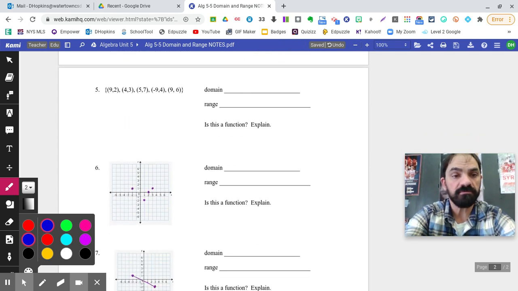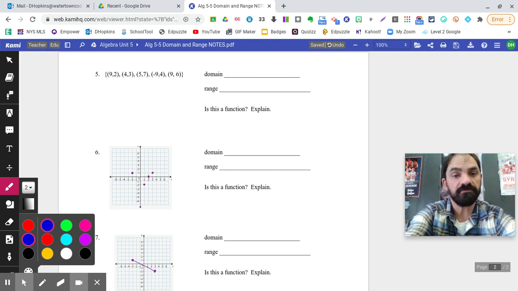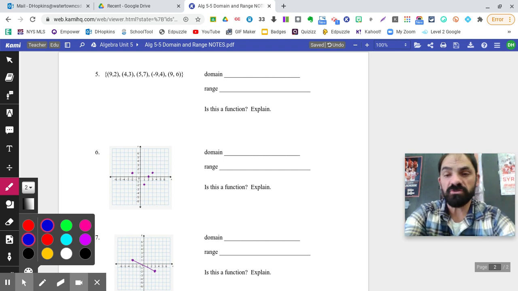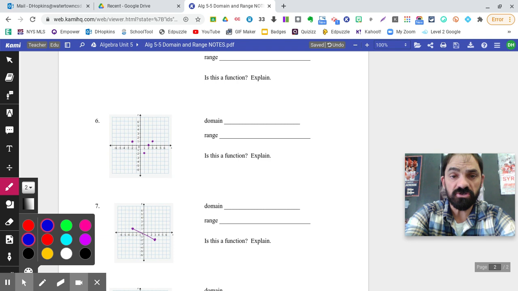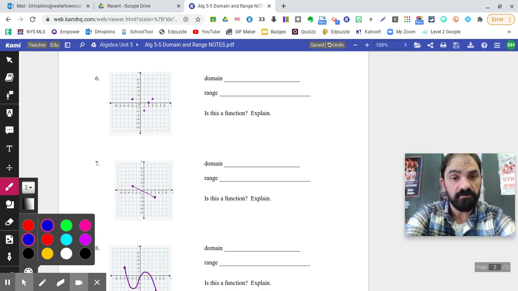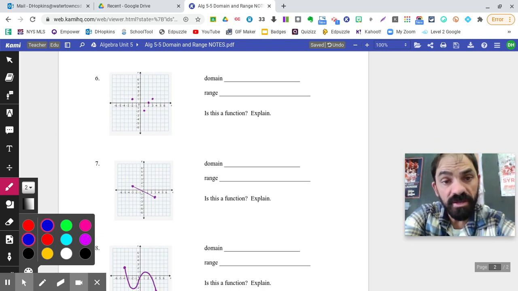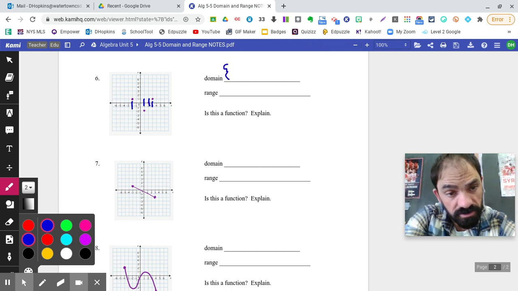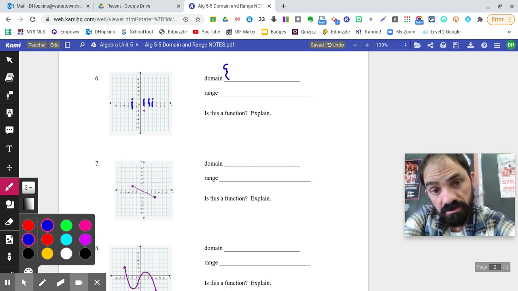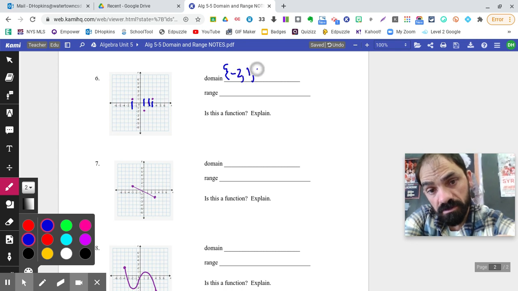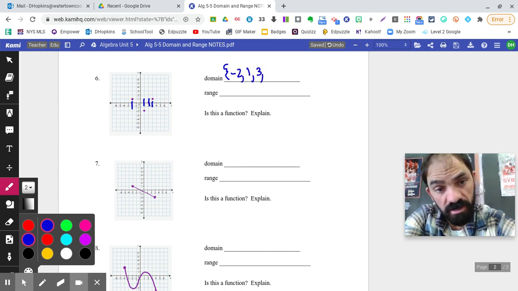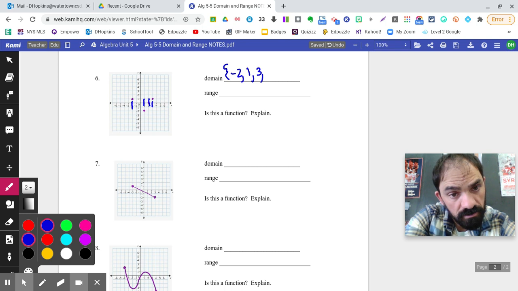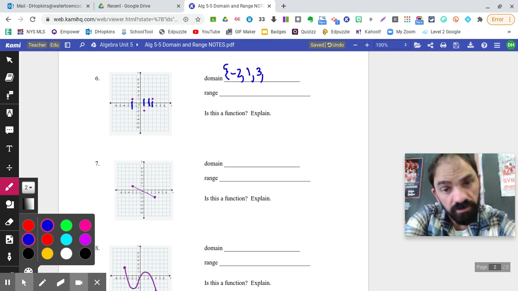Okay, moving on. Number 5, domain. I'm going to leave this one for you guys to try. Let's go right to this graph. The domain. Domain is the x values. So right here at -2, at 1, 2, and 3. So we said -2, 1, 3, and I skipped 2. So -2, 1, 2, and 3.